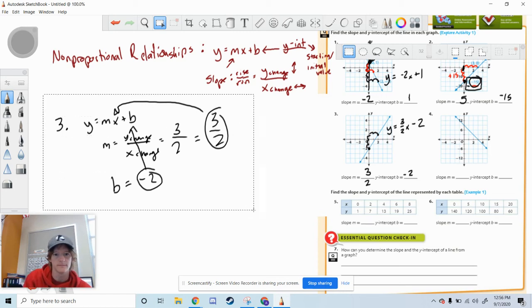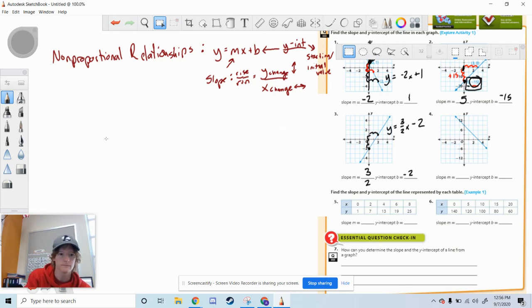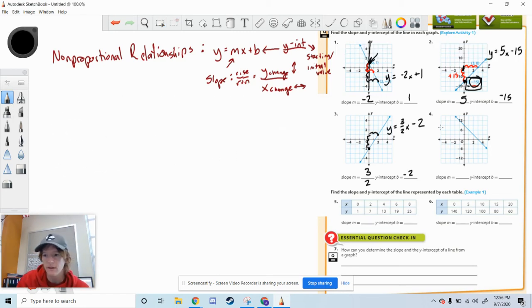Number 4. See, I have a point right here. And it looks like this one's counting by 3s on the y. And I have a point, well, let's use this one. It's really close. There are a few different points we could have used, but I want to use this one so that I won't have to reduce my fraction. So my y equals, this is number 4, mx plus b.